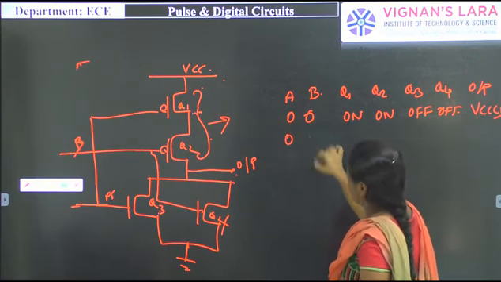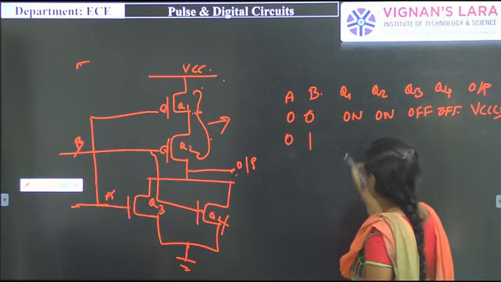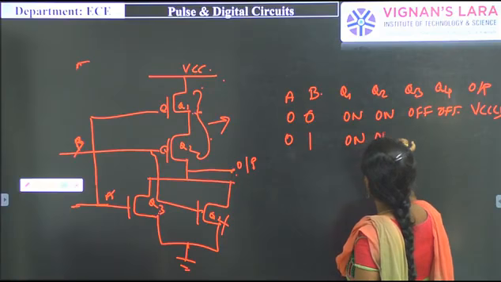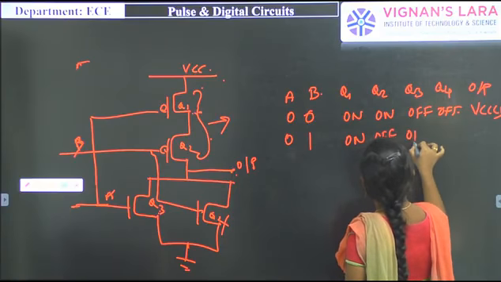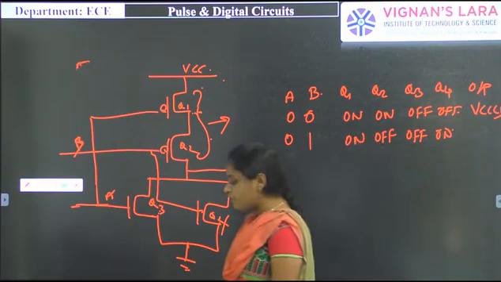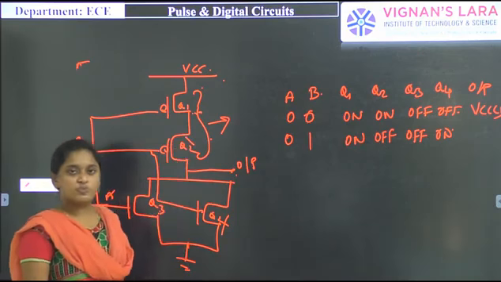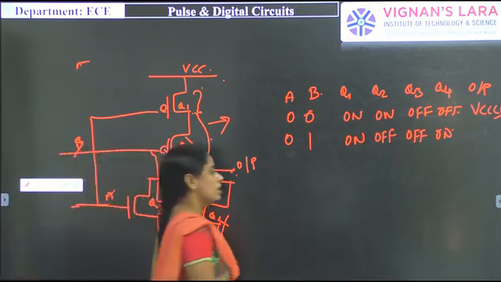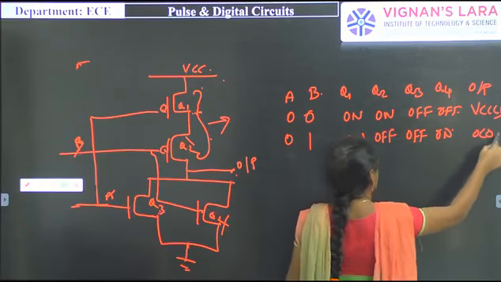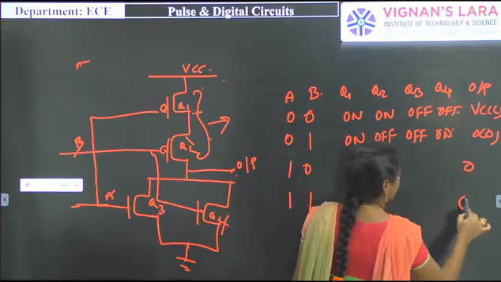Next we apply 0, 1. During that time, what is the condition of Q1? Q1 is on and Q2 is off, Q3 is off and Q4 is off. So only one transistor is on. Simply, the other transistor blocks this VCC. That's why the output will be logic 0. In the next conditions also, the output will simply be logic 0.